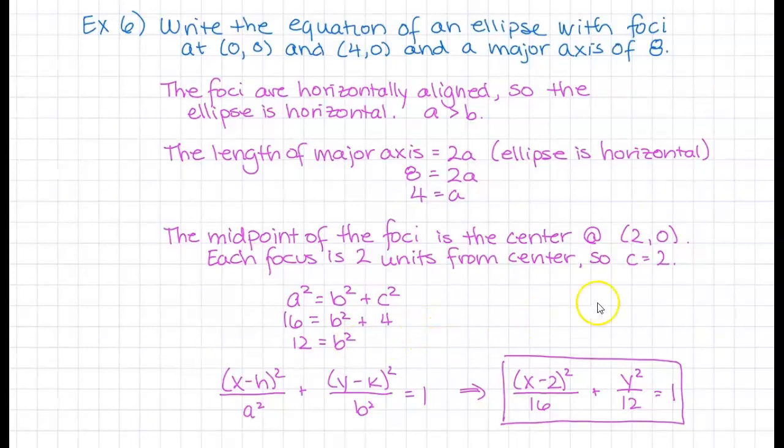And then plug in. Our center was at 2, 0, so we have x minus 2 and y minus 0, or just y. And then A was 4, so 4 squared is 16, and we already know B squared is 12, and there we go. There's our equation.